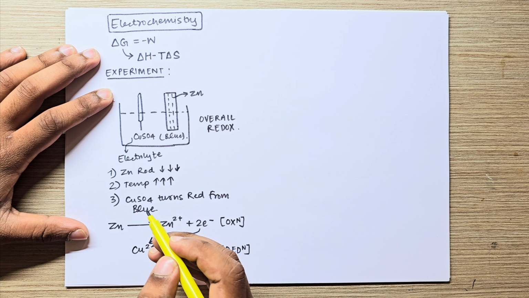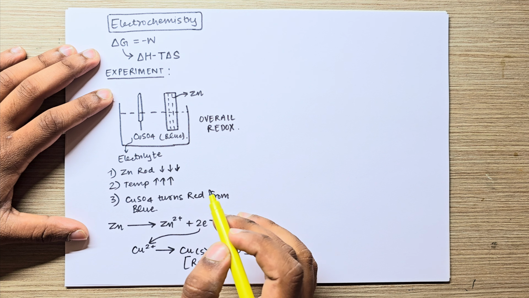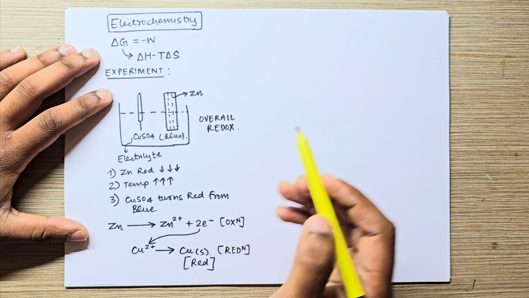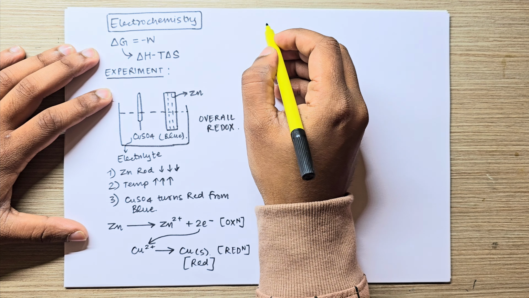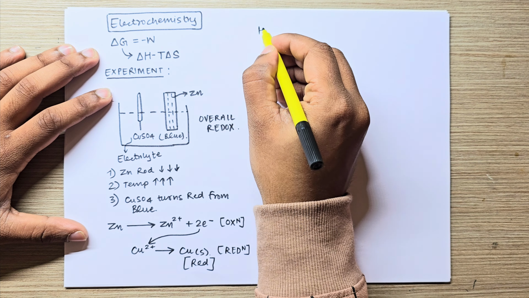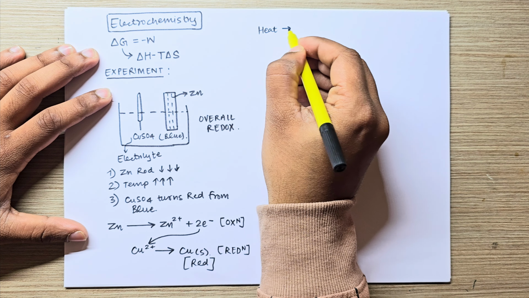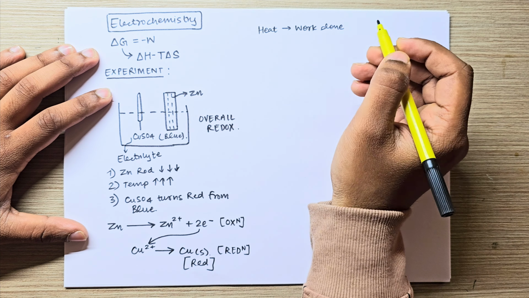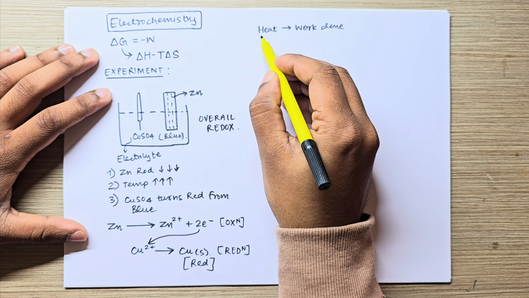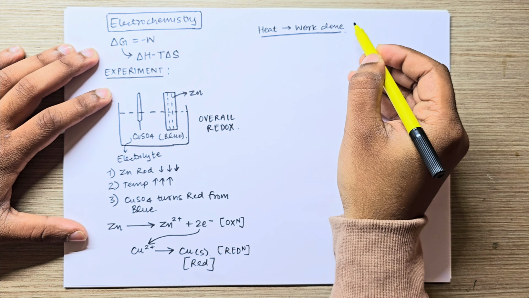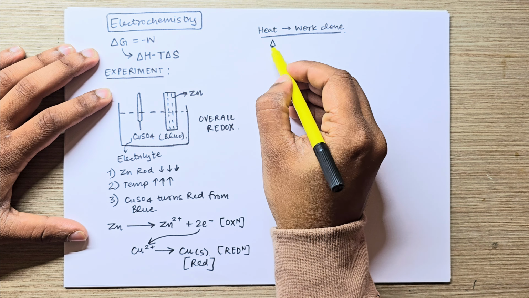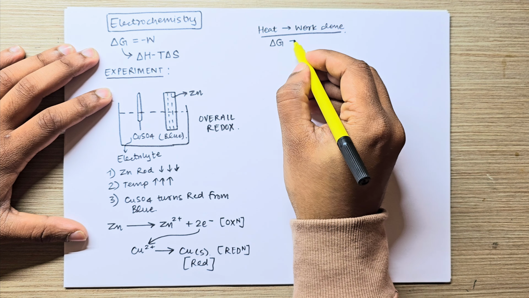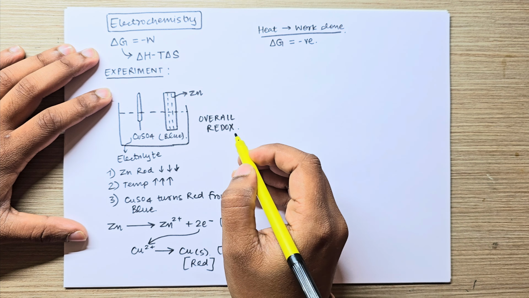And why is the temperature rising? Because some work is happening, and this work done is released as heat here. We don't want to release this as heat. We want to convert this heat into work done. Here is the beginning of the electrochemical cell. Because it is a spontaneous process, delta G here is negative.